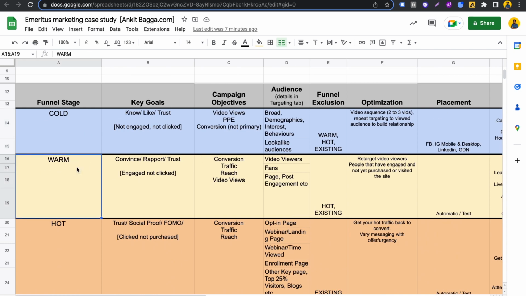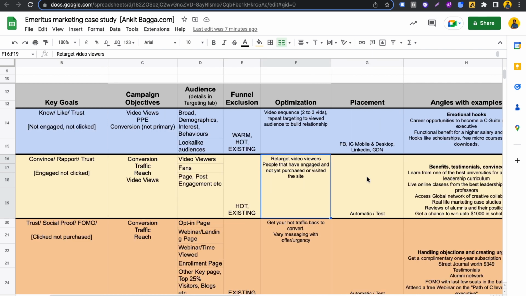Then the second stage is the warm audience. This is people who have engaged with the videos, people who are your fan base, people who have engaged with the post, and people who viewed the videos you've shown to the cold stage people to a good extent. People who watched about 50% of that video can be treated as the warm audience. The objective here is to convince them, build a rapport, and build trust with them. Optimizations will be targeting through video views, and people who have engaged but not purchased.